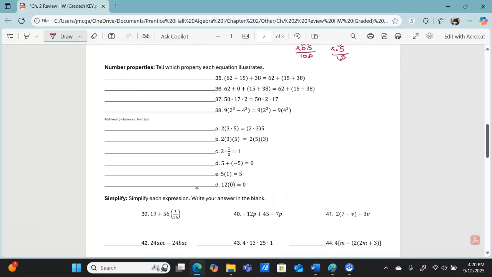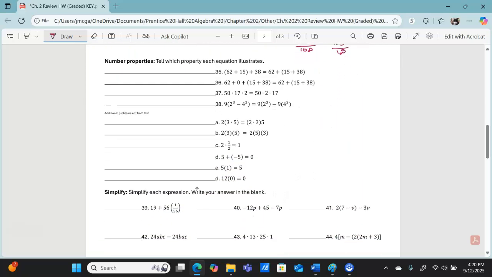This section, we're telling the number properties. On this one, you'll notice 62, 15, 38, 62, 15, 38. The numbers did not change order. What changed was my groupings. This is the associative. And it's addition. So make sure you have that addition part with it.